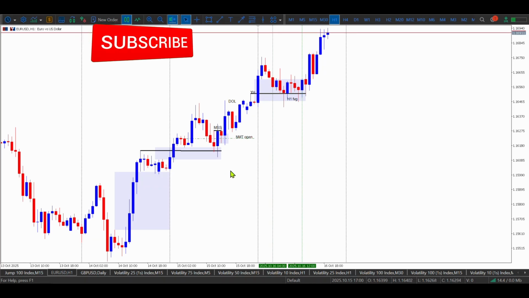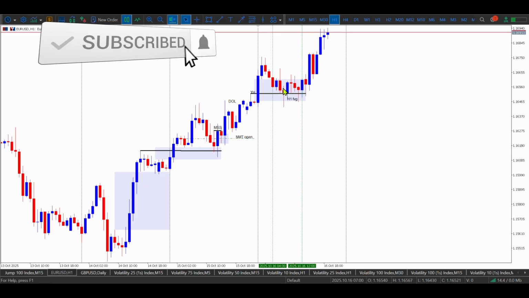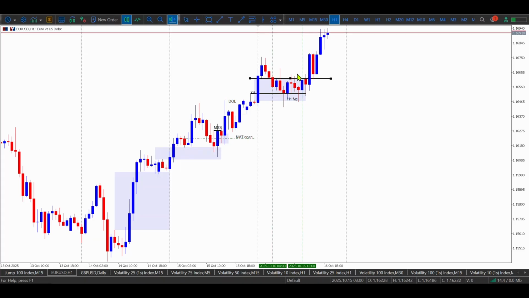H1 fair value gap, which overlaps with yesterday's high. Therefore this is gonna be our draw on liquidity up there.